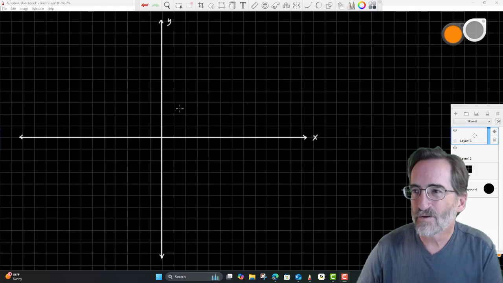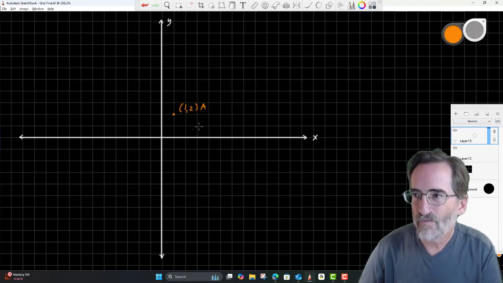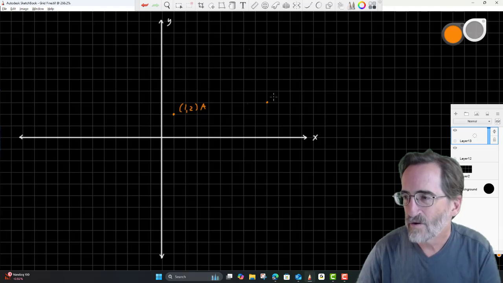So let me introduce this on a coordinate grid. I'm going to put a point right here. You may recall coordinates. This is the point (1, 2). We'll call this point A. And let's say we have another point right here, which is (9, 3). Call this point B.